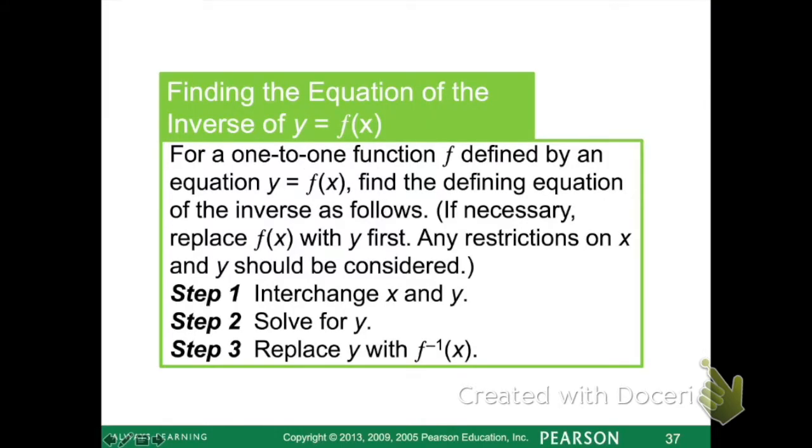For a one-to-one function f defined by an equation, we find the defining equation of the inverse as follows. First of all, we're going to interchange our x and our y. If your function doesn't have y, if it has an f of x instead, then just remember that f of x and y are the same thing. Step 2, we're going to solve for y. And then step 3, we're going to make sure that in the end, we replace y with f inverse of x.